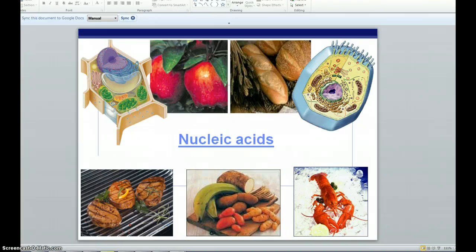Okay, so nucleic acids. This is all about nucleic acids and those that are used to make DNA. They are very abundant in high protein foods like steak and hamburger, and in sweet potatoes and bananas, in fruits like apples, in whole grain breads, and in seafood.